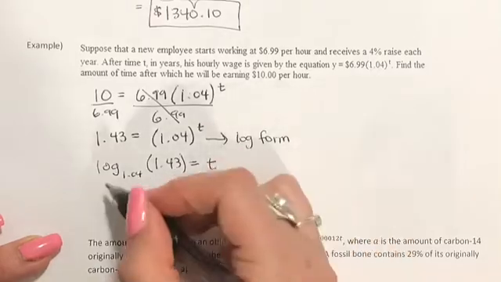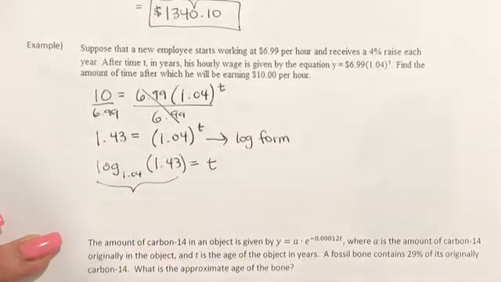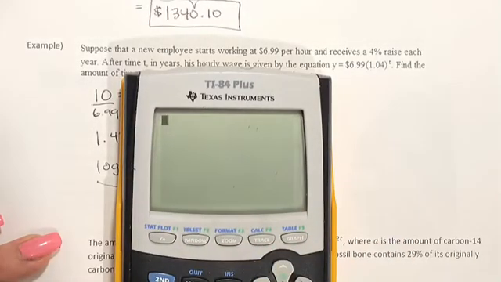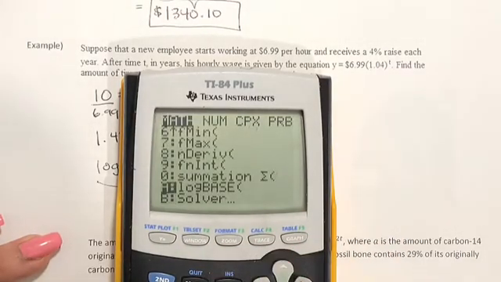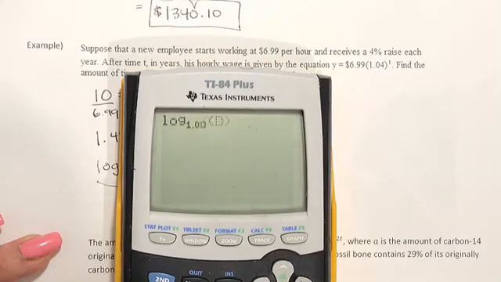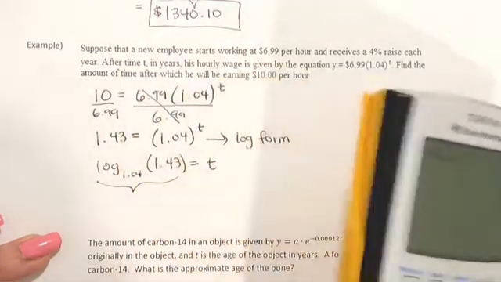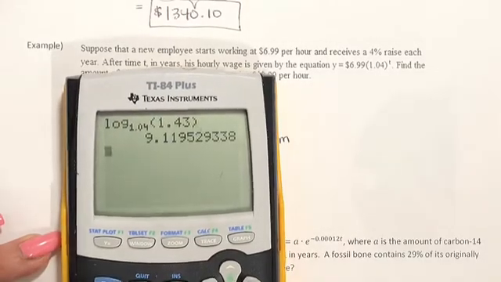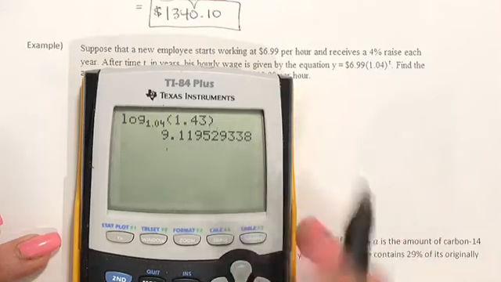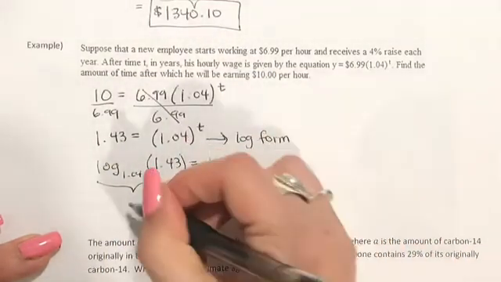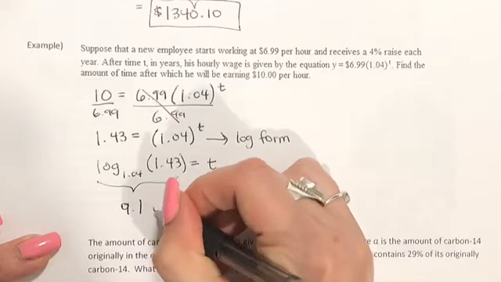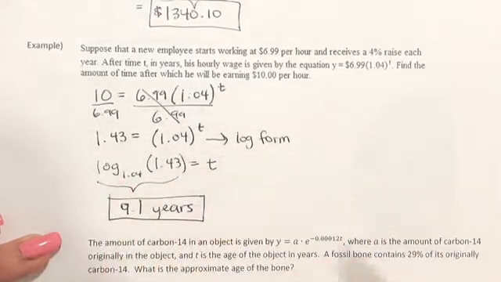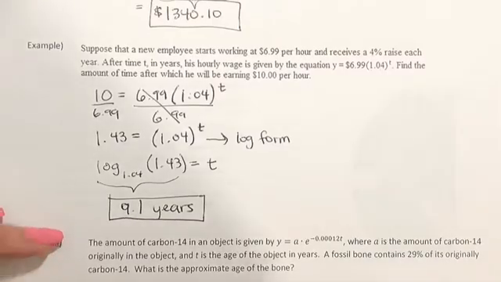So now to figure out what t is, we just literally have to throw this into our calculator. So you can either do the base change on your calculator, or you can go into math and get that log base. And our base is 1.04, and then what was it, 1.43 on the inside. And so we get 9.1, which is a long time. So 9.1 years. If that was me and it was going to take me 9 years to get to $10 an hour, I'd probably be looking for a different job.